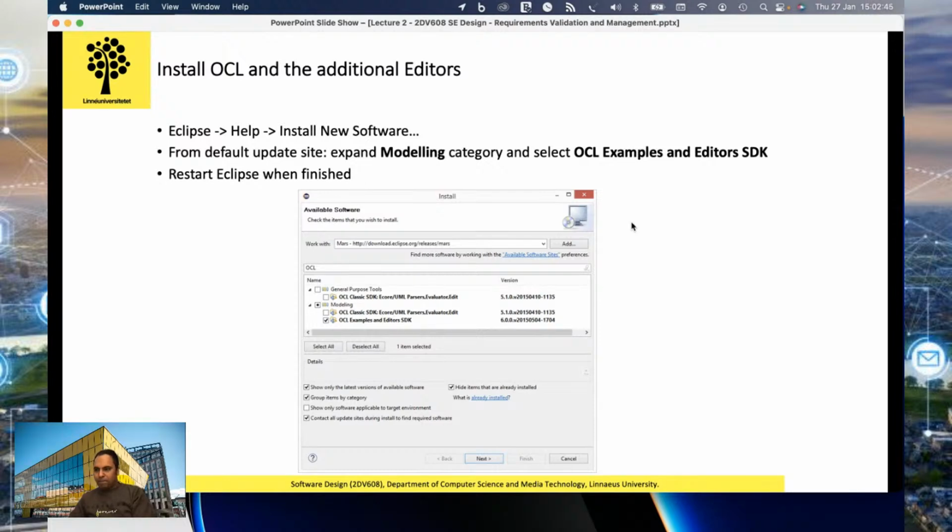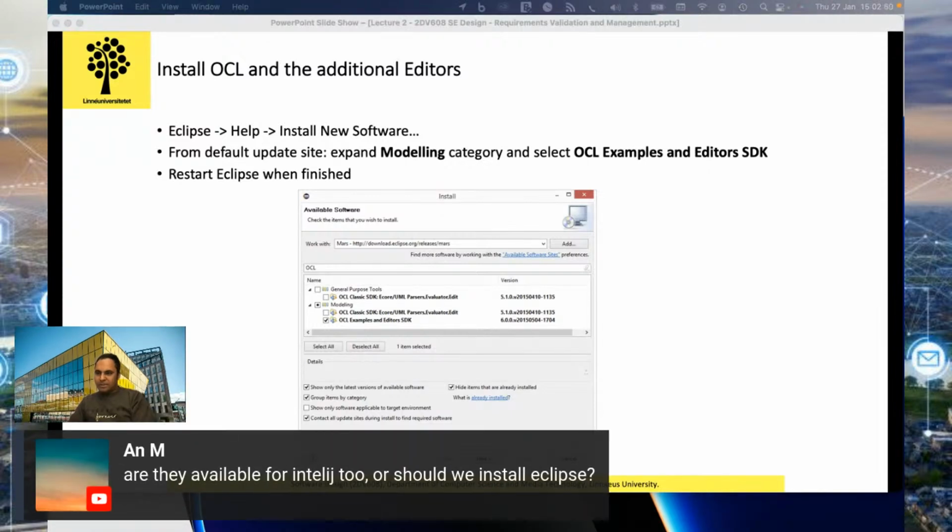Another question I found on YouTube is whether this tool is available for IntelliJ too. I have never used it with IntelliJ, but it should be there. Try to see if there is a plugin for IntelliJ. Otherwise, you should install the proper version of Eclipse and then this OCL plugin.